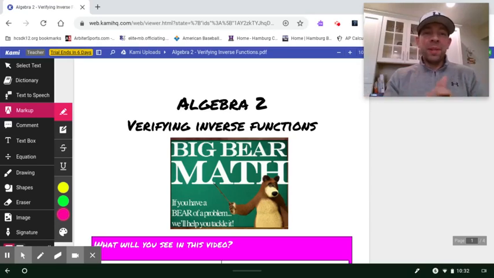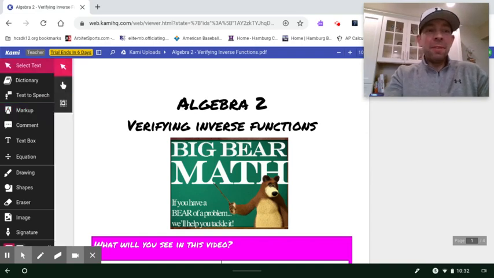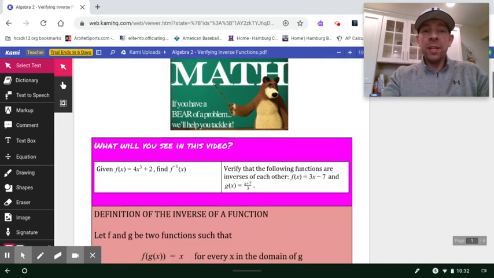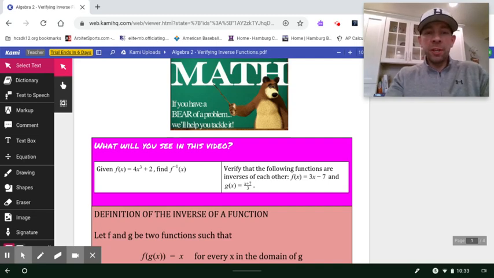Well, we got a nice big bear for you today. Today's title is Verifying Inverse Functions. And we've dabbled with them a little bit in the past, at least finding an inverse function. And today we're going to move beyond that just a little bit and talk about verifying that two given functions are indeed inverses.